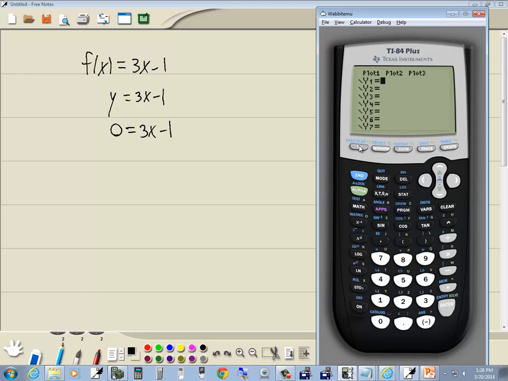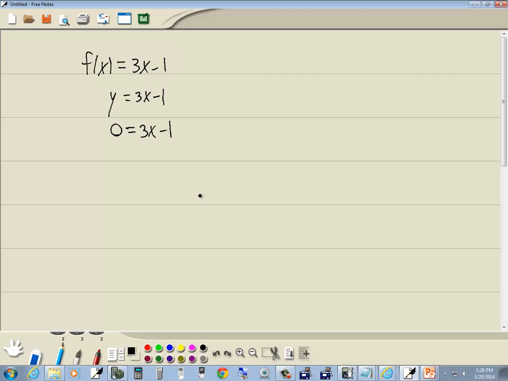We're going to go to y equals, and we'll put 3x minus 1 on y1, and then we'll down arrow to y2 and we'll put a 0 there. What we're doing is we're putting one side of the equality on y1 and we're putting the other side on y2.